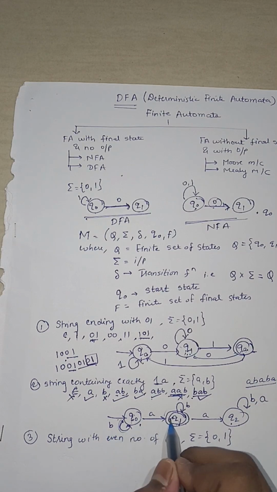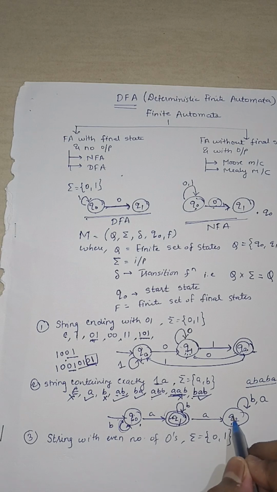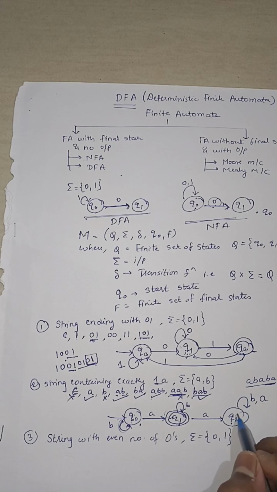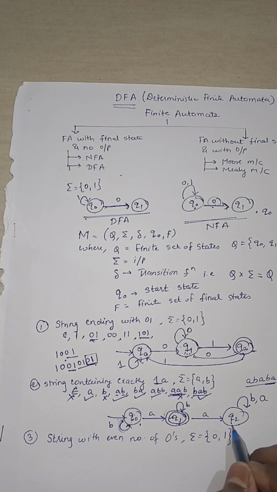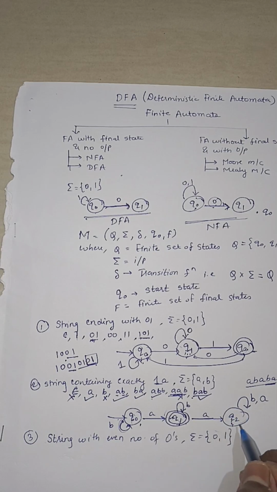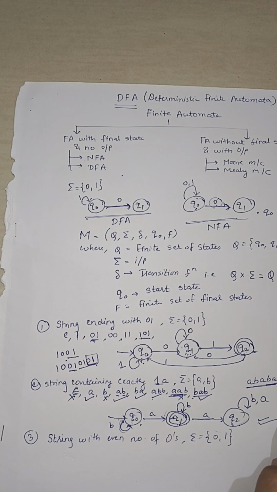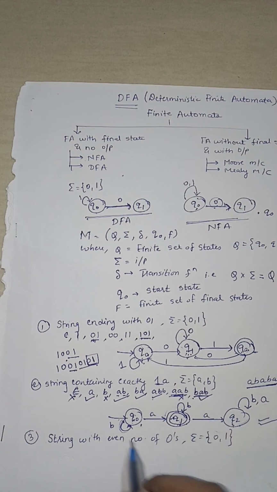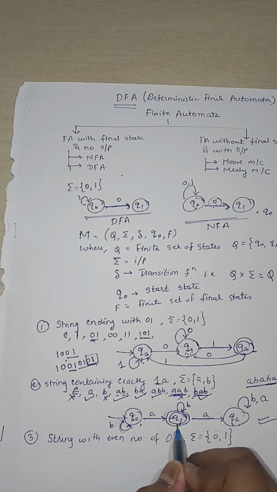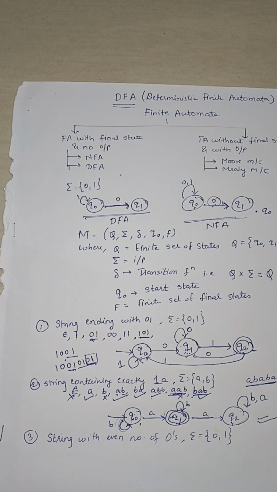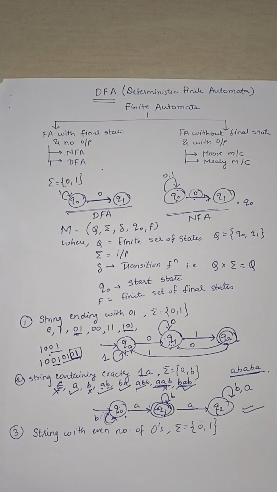Now see, A, B, A. It came to Q2, but there is a BA remaining, that's why I make these transitions. BA means it stays on the same state only, because we have got more than one A, then it will come to Q2. That's why it will get rejected. And this is our transition diagram. Let's see this example: B, A, B. It is on the Q1 final state, so it will get accepted.